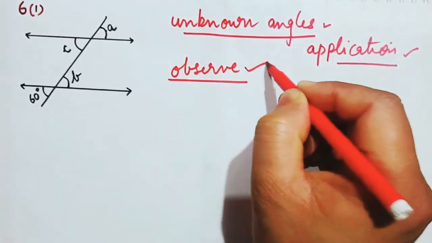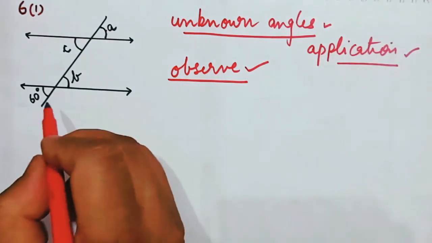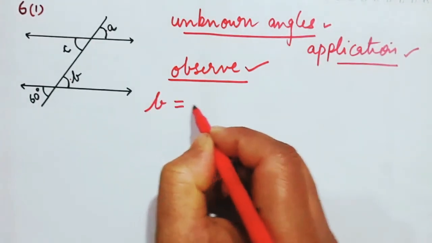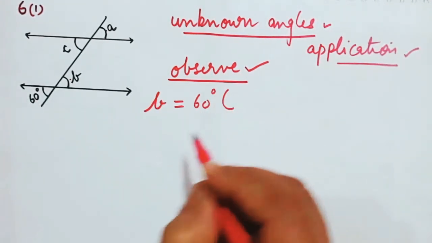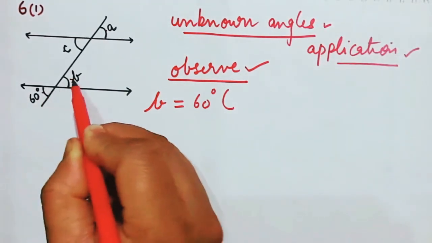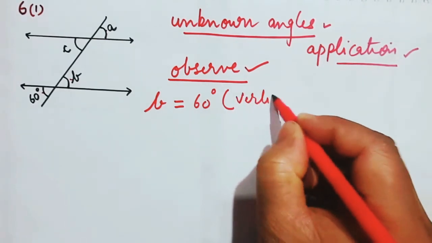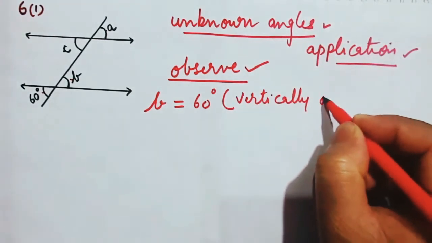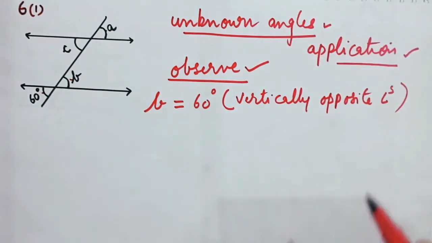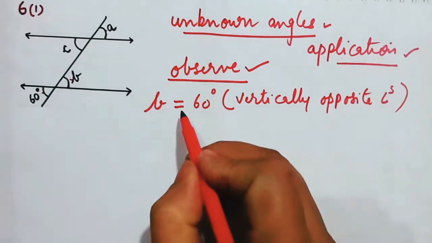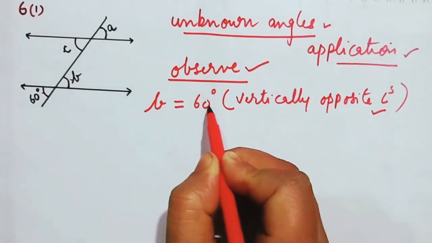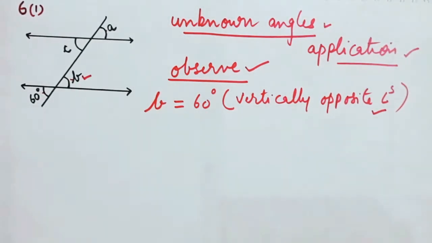Geometry depends on your observation. Now we can directly write that B is equal to 60 degrees, and the reason for this is that they are vertically opposite angles. Means you will be marked not on this but this. Why did you write B as 60 degrees? Now I have found out the value of B as 60 degrees.